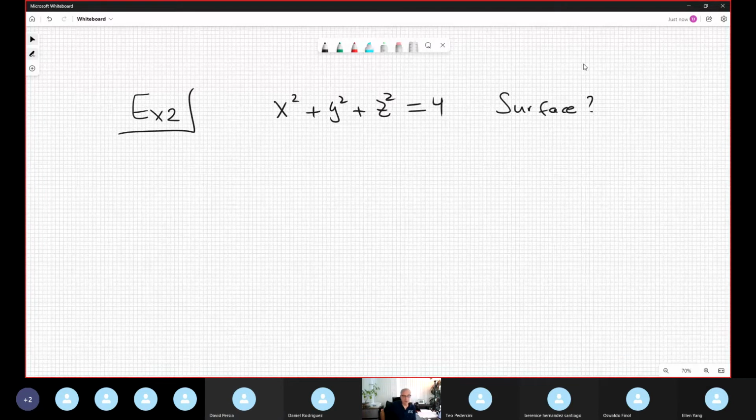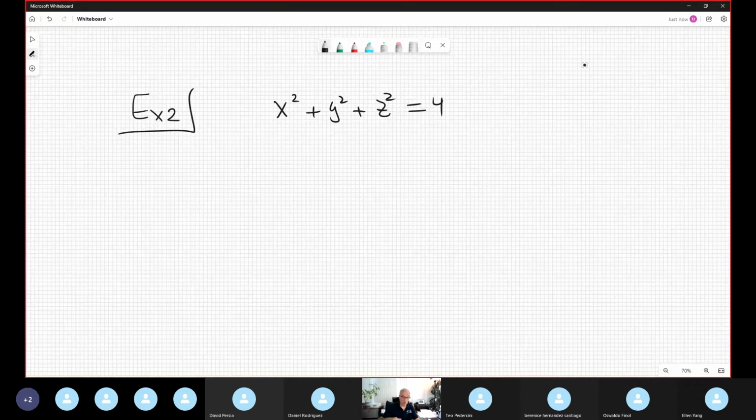Super. My question was, I copied in example 2 x squared plus y squared plus z squared equals 4. What kind of surface is it? It's a sphere. Super cool. However, I want to discuss the best way to do the parametrization of this surface. Because remember, in the future we are working with a new thing where we need parametrization.